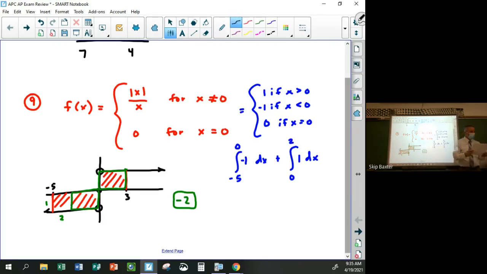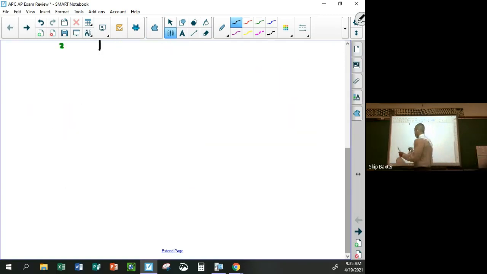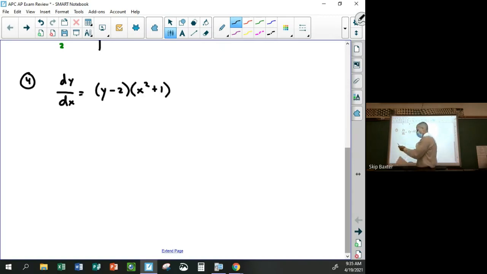Yeah? Can you go over the free response? Sure. So the free response was a separable differential equation. So we have dy/dx equals (y minus 2) times (x squared plus 1). So the first part of this is just to solve the separable differential equation with the initial condition g(0) equals 5.